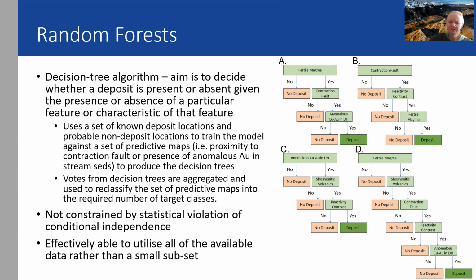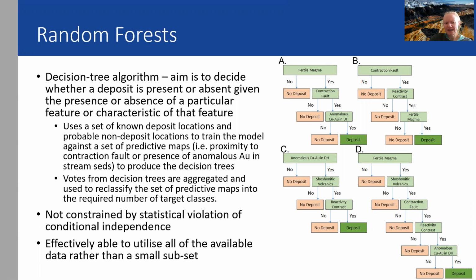So it goes through these decision trees, and for each random predictive map in the tree, it tries to decide whether a deposit is present or absent, given the presence or absence of the map pattern in that predictive map. And then it aggregates all of these decision tree votes together to reclassify the entire set of predictive maps into the required number of target classes, which in this case is two. The target classes are deposit or non-deposit, or prospective and unprospective.